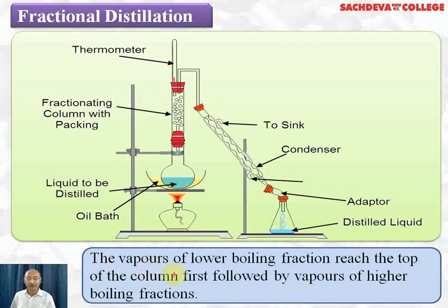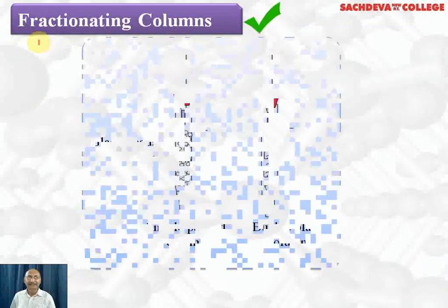The vapors of the lower boiling point fraction reach the top of the column first, followed by vapors of the higher boiling point fraction. By this principle we can separate petrol, diesel, kerosene oil, fuel oil, and lubricating oils from crude oil with the help of fractional distillation. Now we are showing you the fractionating column.